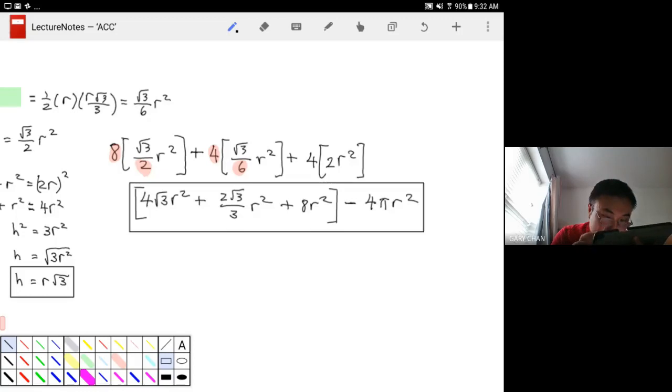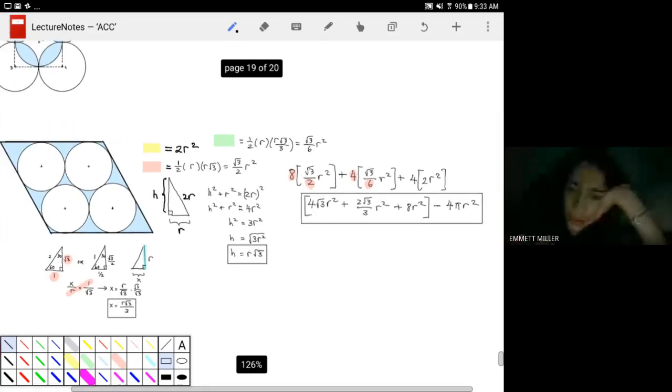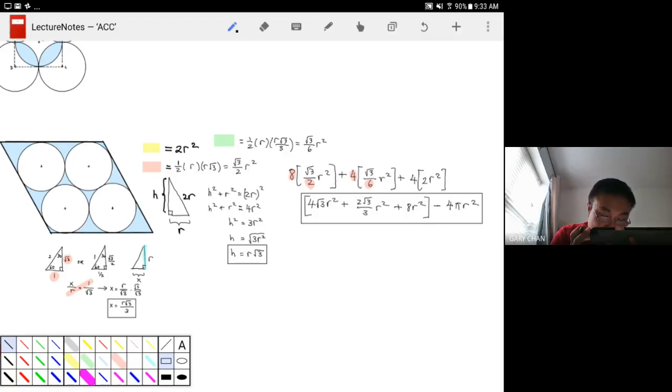Could we combine all the r squareds? You can. And actually, what you can do to make this thing look a little nicer, okay?